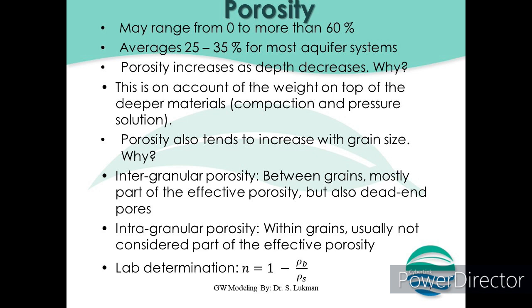Still on porosity, it may range from 0 to more than 60%. By percent here, it means the void space within the soil matrix can be greater than 50%. Okay? From 0 to more than 60%, depending on the soil type, the grain size, the gradation, the particle size distribution. And it averages about 25 to 35% for most aquifer systems. That's the average value for most aquifer systems.